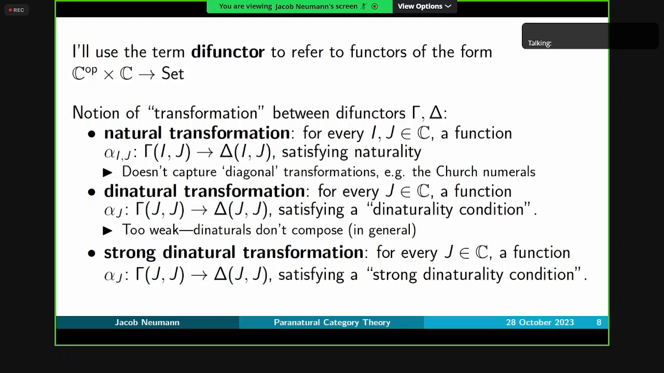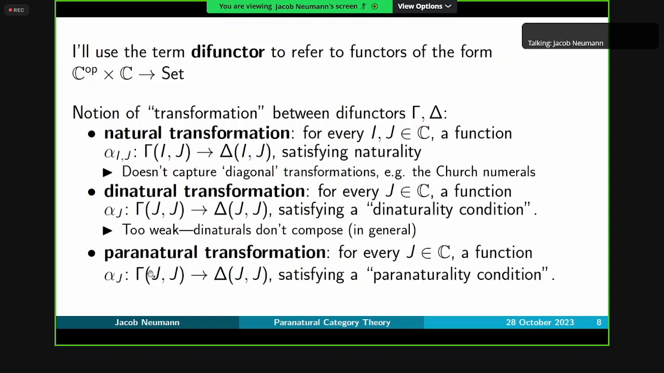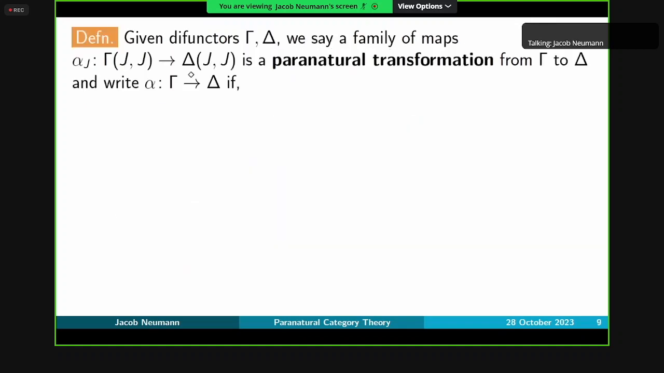And so, for this reason, as well as several others, I advocate rechristening these as paranatural transformations, and the para is a reference to a theory in theoretical computer science known as parametricity, which paranatural transformations have a really deep connection to. So let me go ahead and define. Henceforth I'll be using the term paranatural transformation to mean strong dinatural. If you look in the literature, you'll find strong dinatural, or Barr dinatural, is the term frequently used, but I like paranatural.